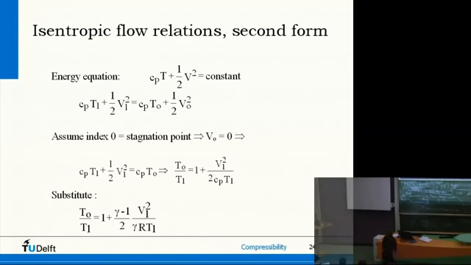Okay. Yes, isentropic flow relations. So bear with me for the last quarter of an hour.